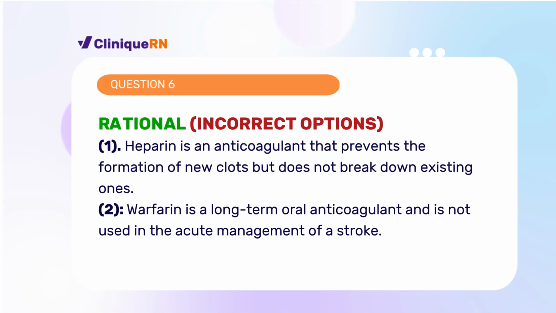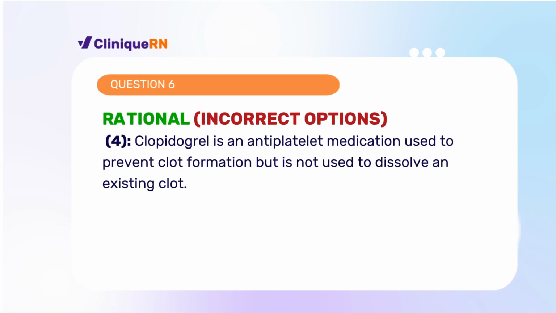Incorrect option 1. Heparin is an anticoagulant that prevents the formation of new clots but does not break down existing ones. Incorrect option 2. Warfarin is a long-term oral anticoagulant and is not used in the acute management of a stroke. Incorrect option 4. Clopidogrel is an antiplatelet medication used to prevent clot formation but is not used to dissolve an existing clot.